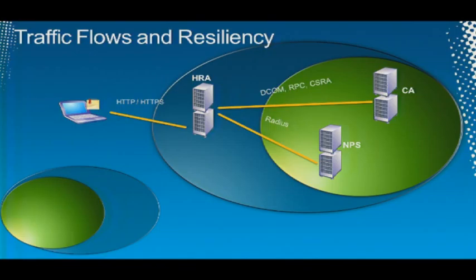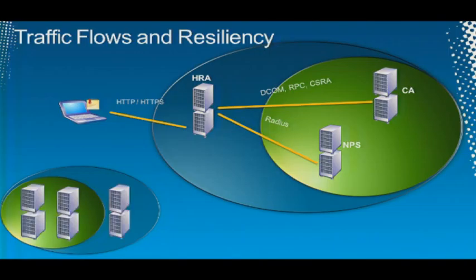A lot of businesses don't just have one site, though. They have multiple data centres. We can have multiple sets of NAP infrastructure and have the client connect to its closest site. We do that via SRV records and doing an auto lookup for AD.